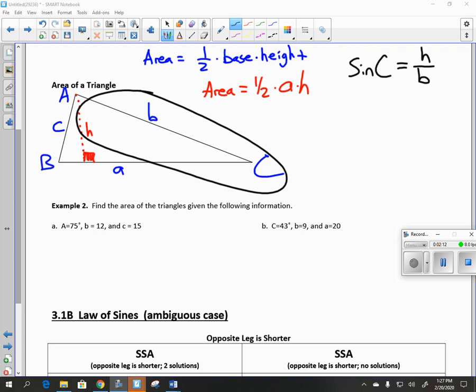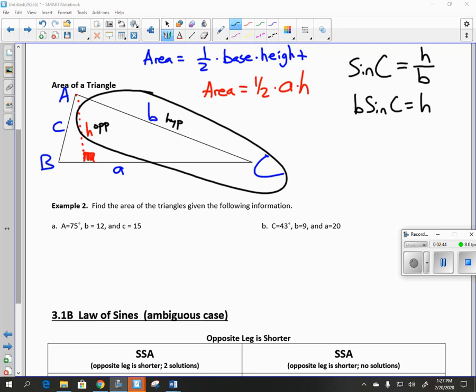I have angle C. Is H the opposite, adjacent, or hypotenuse? It's the opposite. And we said that B is the hypotenuse. So you can see sine is opposite over hypotenuse, H over B. Good. So I'm going to solve for H. In order to solve for H, I have to multiply both sides by what? B. So I get B sine of C is equal to H.